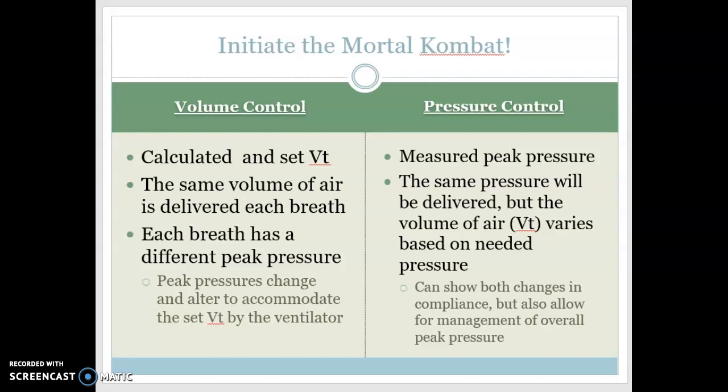Initiate the mortal combat between volume control and pressure control, because we all know Sub-Zero is stupid, especially today.